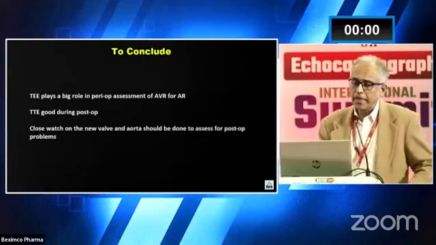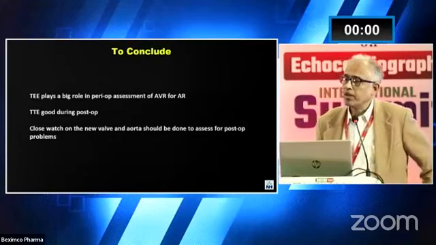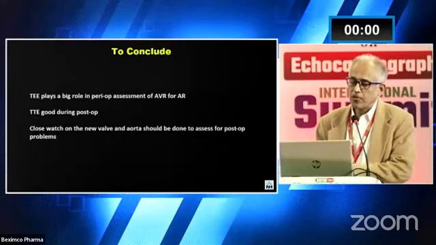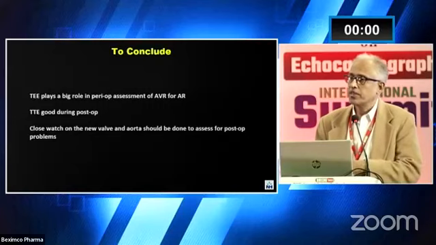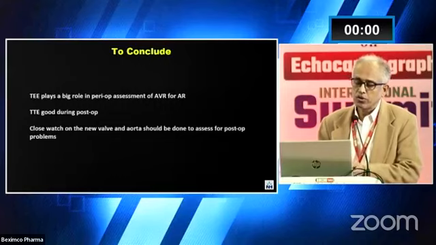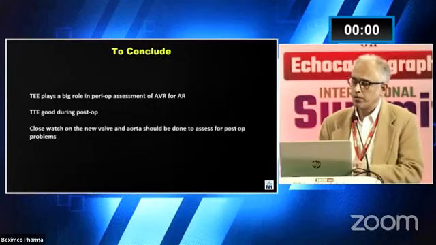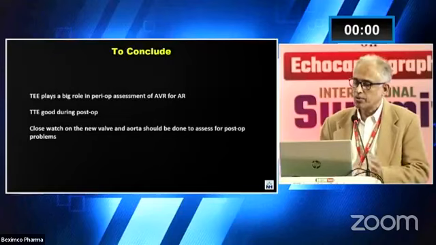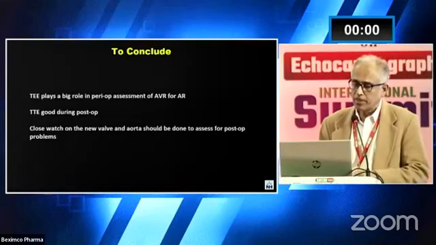So to conclude, TEE plays a big role in the peri-operative assessment of AVR for AR. And TTE is especially useful during post-op, and anytime during the post-op, if the window is not good, use the TEE as much as possible and keep a close watch on the new valve and also the aorta, and look at all the spectrum of the post-op abnormalities that can happen.